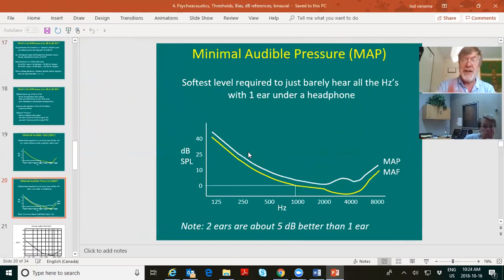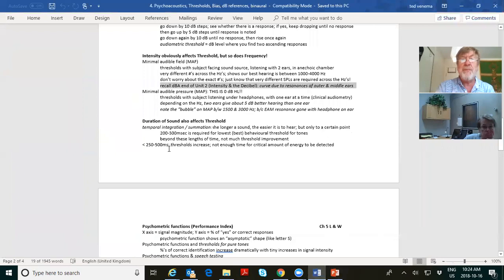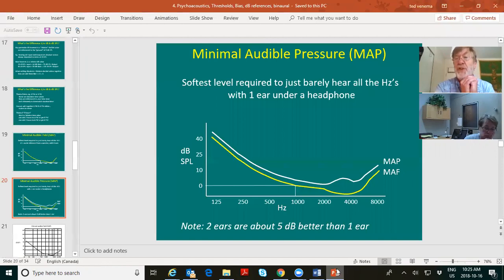Okay, the final thing to take home here, read with me now, minimal audible pressure. That's with 1 ear, subject is listening to all the different tones once again, but this time with 1 ear under a headphone. Depending on the frequencies, 2 ears give about 5 dB better hearing than 1 ear. Look at these 2 lines again. Look at the decibel distance. Notice how the white line is about 5 dB above the yellow line. That means 2 ears are about 5 dB better than one.